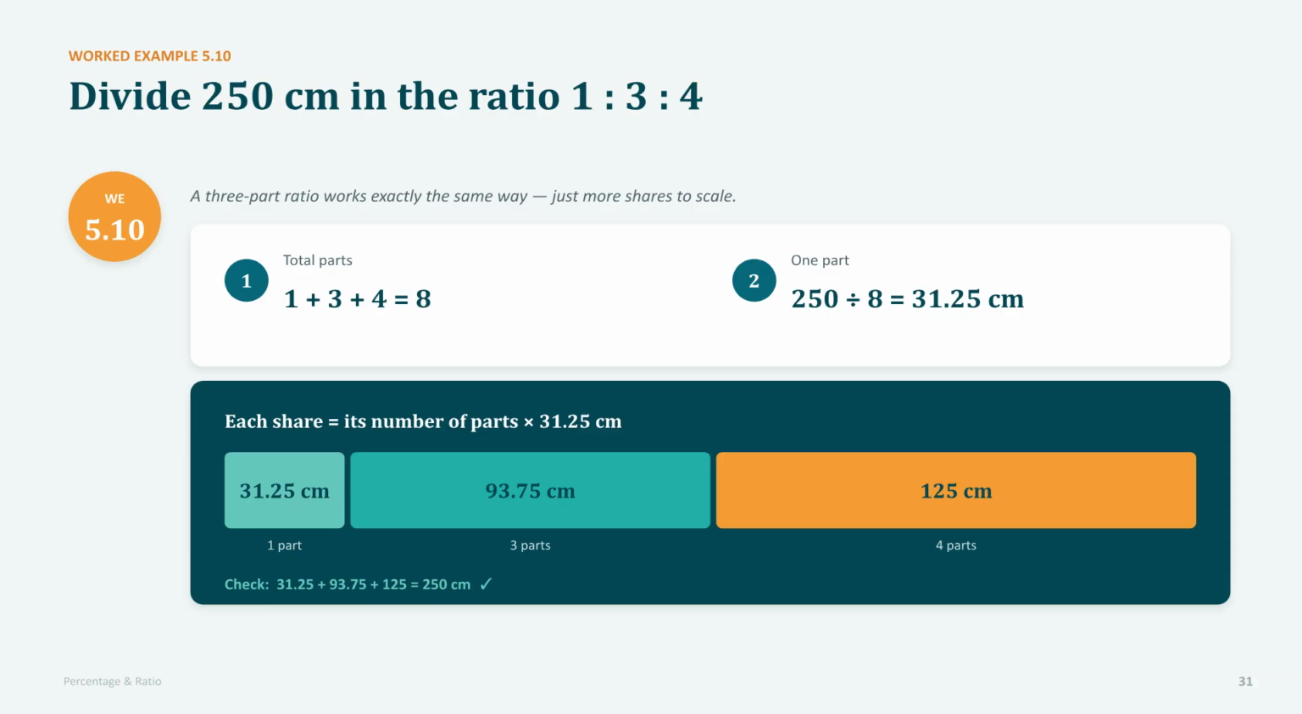A 3-part ratio works exactly the same way as a 2-part ratio. For example, to divide 250 centimeters in a 1:3:4 ratio, first add the parts. 1 plus 3 plus 4 equals 8. Each share is its number of parts multiplied by the value of one part.